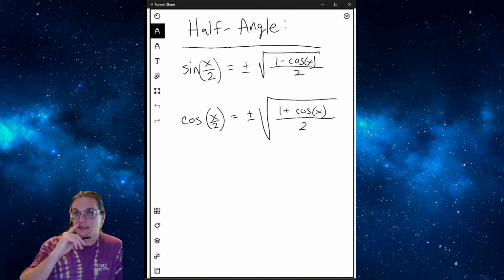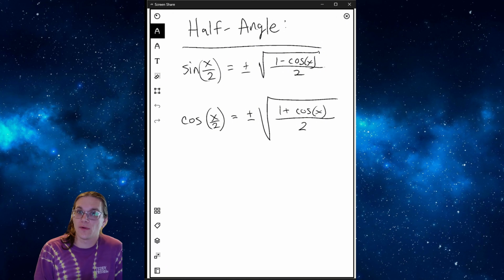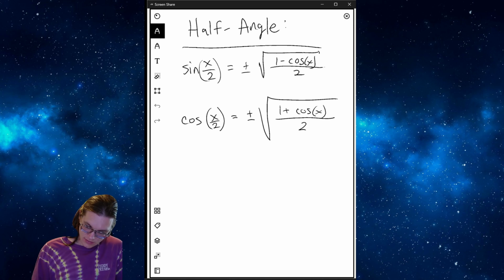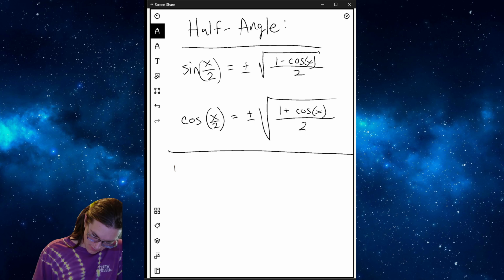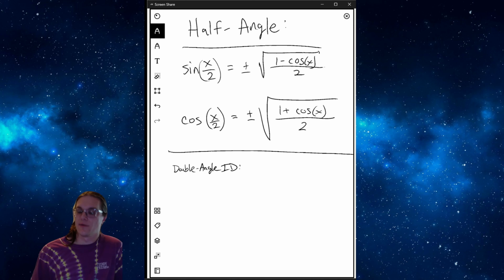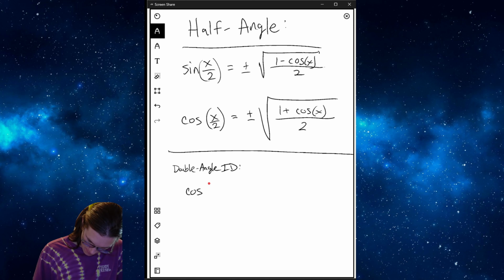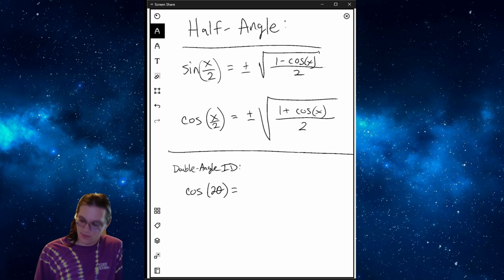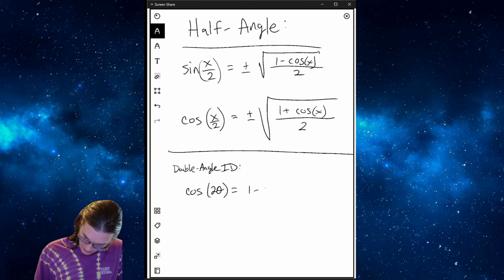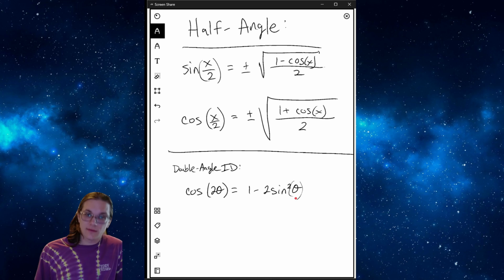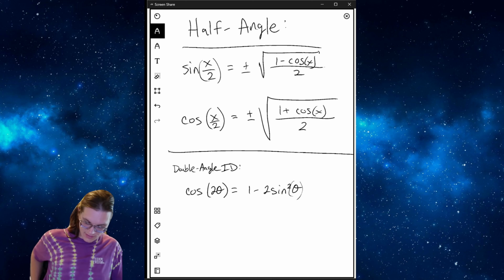And it makes sense that to show that the half angle identities are true, we'll start with the double angle identities. So remember from double angle, we have cosine of 2 theta is equal to 1 minus 2 sine squared theta, right? You go back, I just showed that. I just declared that in the double angle identity.